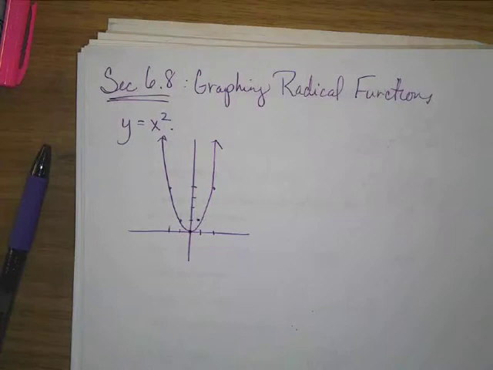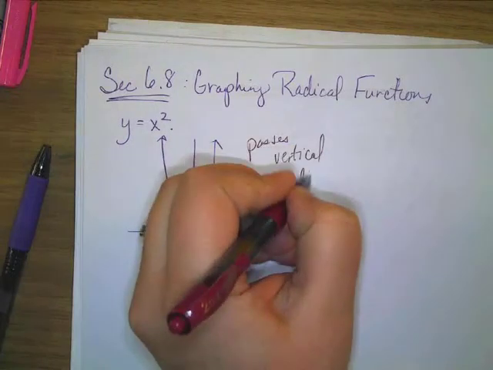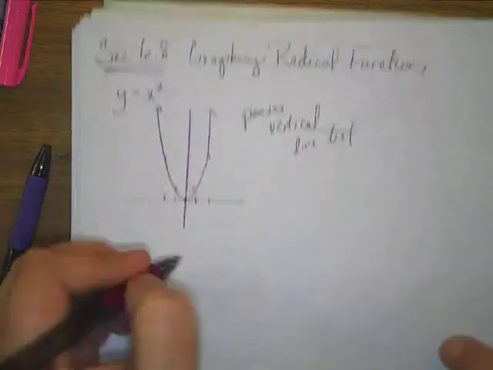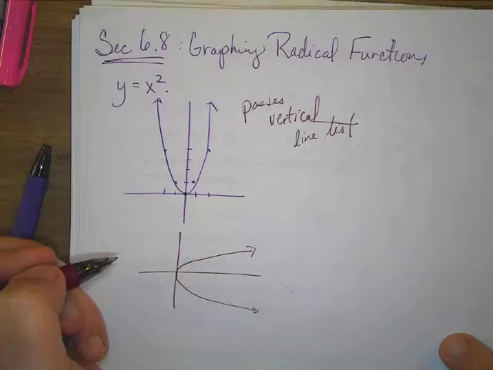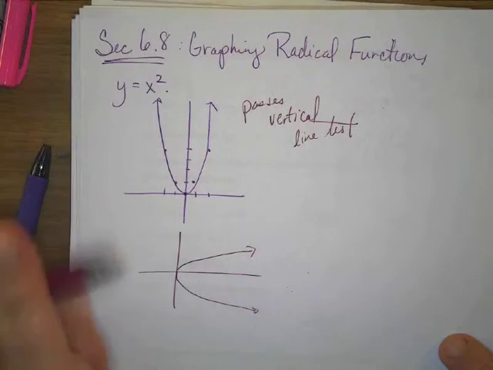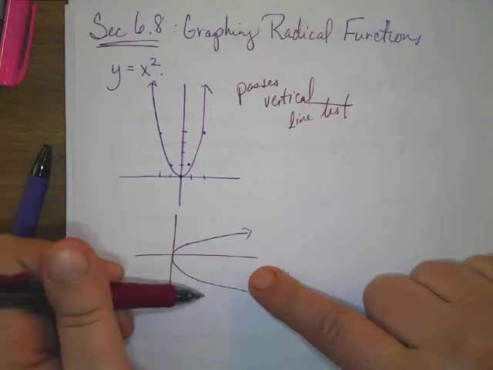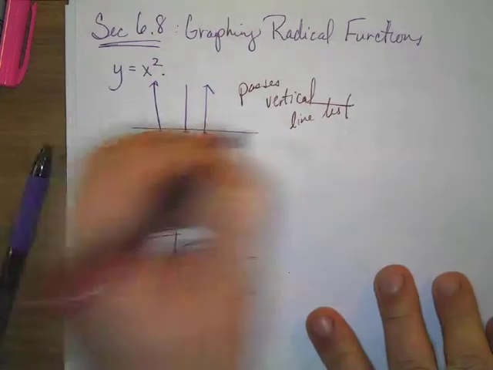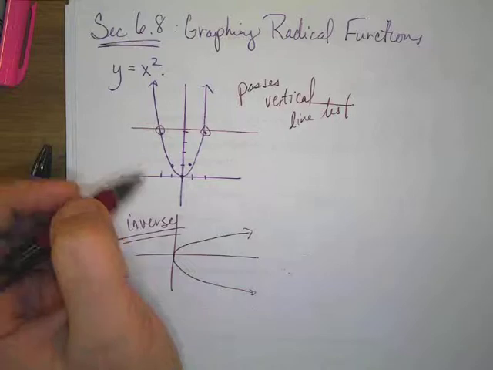Now, we know that this is a function because it passes the vertical line test. But here's the problem. If I graph the inverse of this, it would look like this. But if I graphed the inverse, what would happen right here? It's not a function, because what does it fail? The vertical line test. And one way you can tell before having to graph it is if the original function fails the horizontal line test, we know the inverse will not be a function.